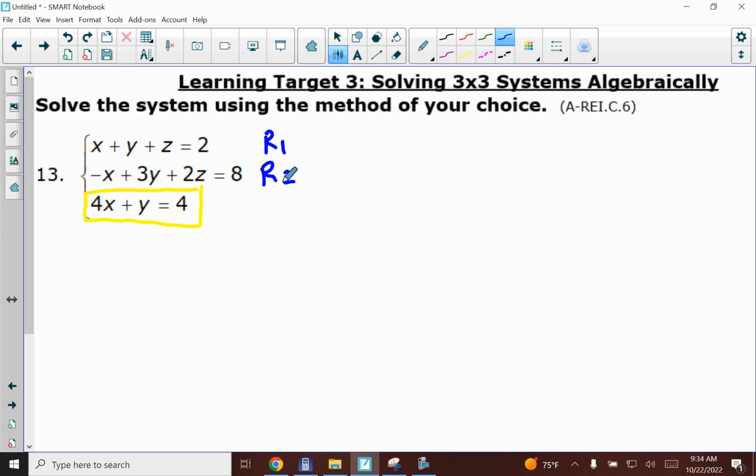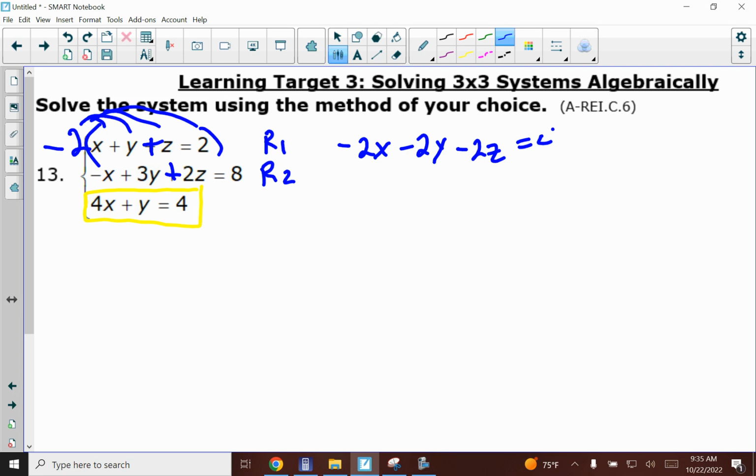In order to make the z's disappear, this z needs to have a 2 in front. More importantly, it needs to have a negative 2 in front. Since these are both positives, I'm going to have to multiply this one by a negative 2 to get them to cancel. When I distribute it across the entire problem, I'll have negative 2x minus 2y minus 2z equals negative 4.